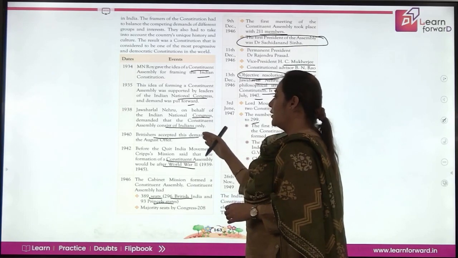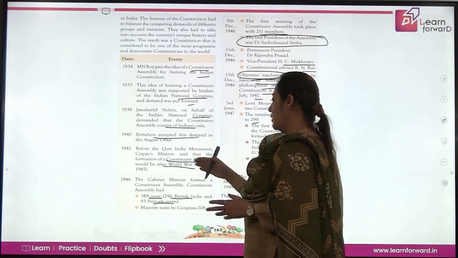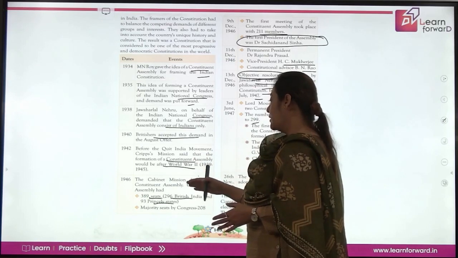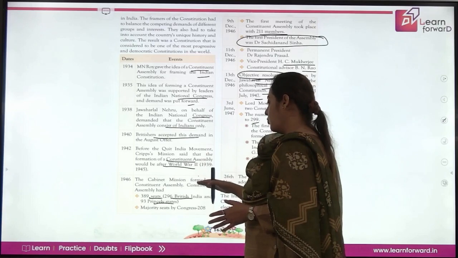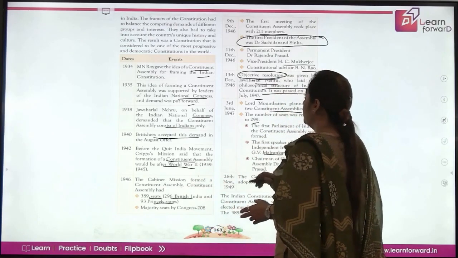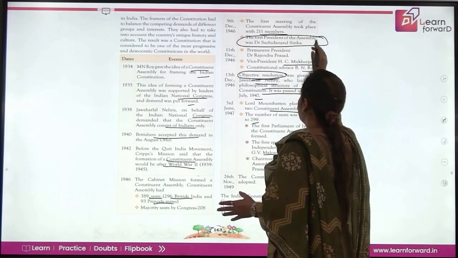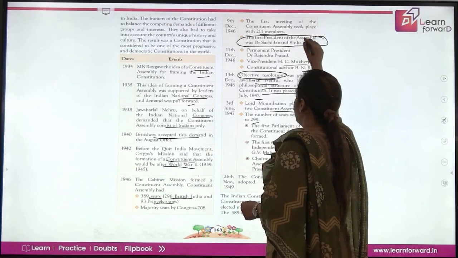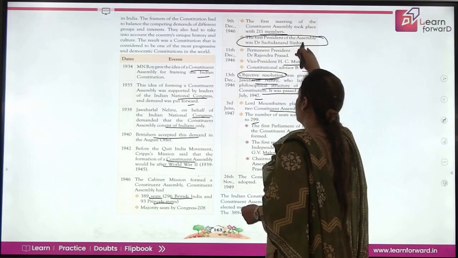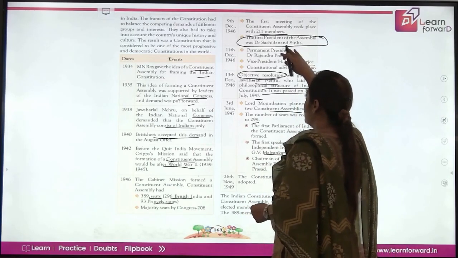which was accepted by the British in 1940. In 1942 it was decided that a Constituent Assembly would be formed after the Second World War. In 1946 a Cabinet Mission was formed, giving 389 seats, and the majority, 208 seats, were given to Congress. On 9 December 1946, the first president of the assembly was Dr. Sachchidananda Sinha. Then a permanent president, Dr. Rajendra Prasad, S.C. Mukherjee as vice president, and B.N. Rao was chosen as the constitutional advisor.